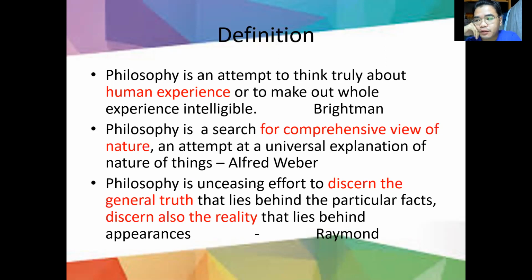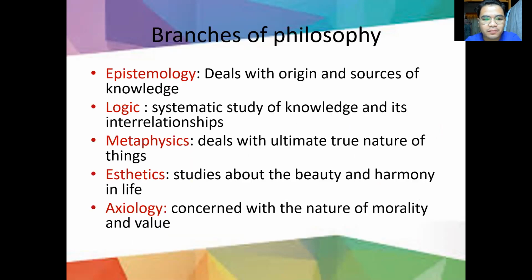Different branches of philosophy would give us different definitions of what is real. I will not discuss that now because I will be discussing it later as we discuss the different types of philosophies. But I just have to tell you that what is real is defined differently by several philosophies of education. There are five branches of philosophy: epistemology, logic, metaphysics, aesthetics, and axiology.